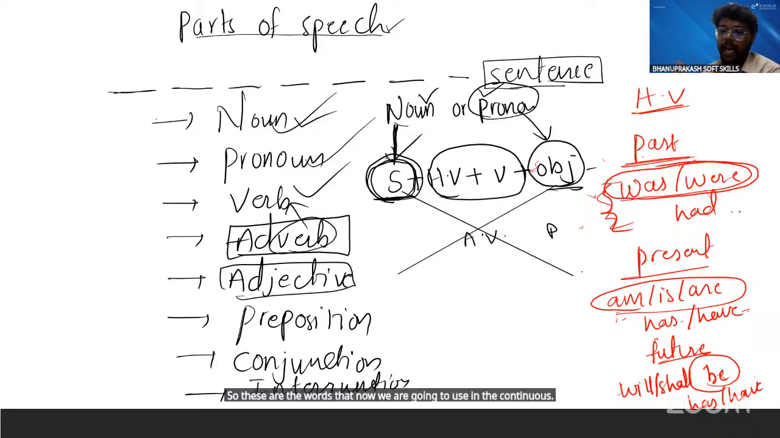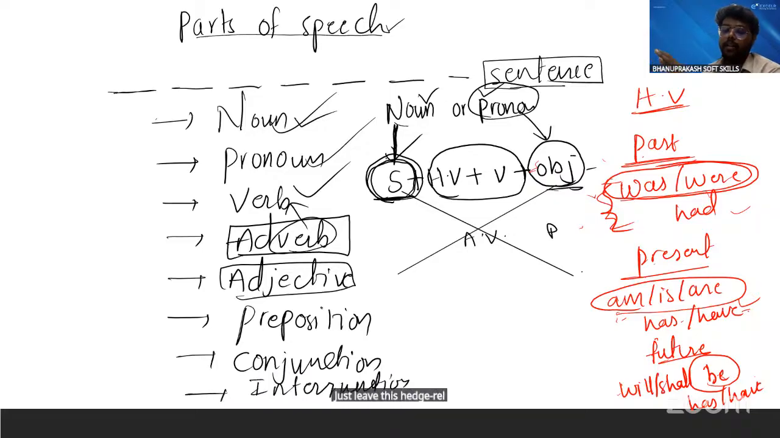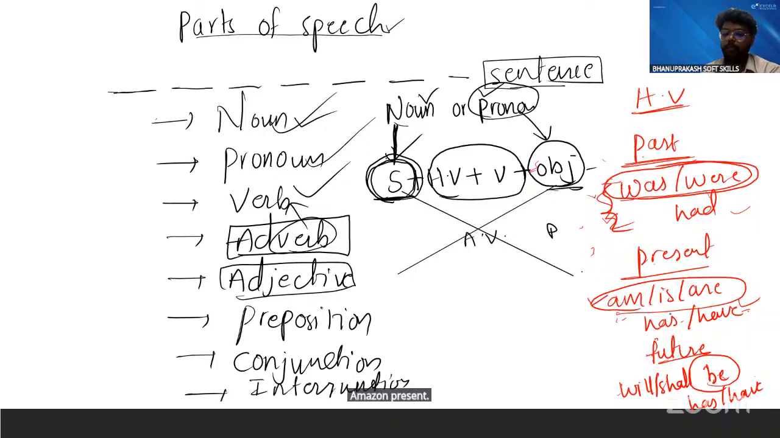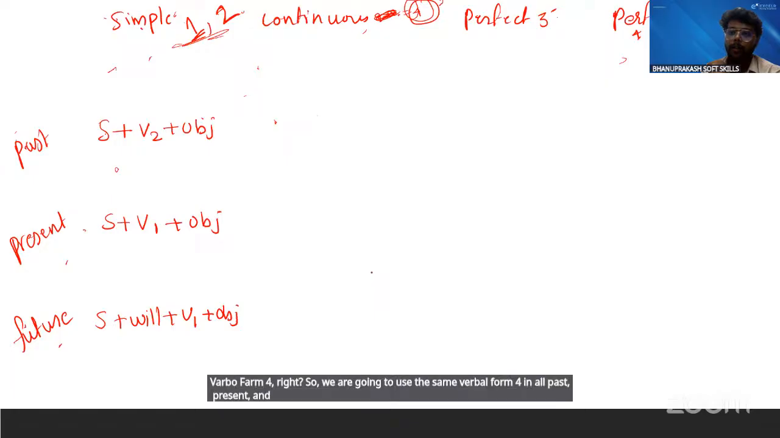Just leave this had, has, have. Just leave these H related words. Then just concentrate on was, were in the past, am, is, are in present, be form in future. As we already got the verb form here, which is verb form 4, right? So we are going to use the same verb form 4 in all past, present, and future. But the helping verbs are what is changing.